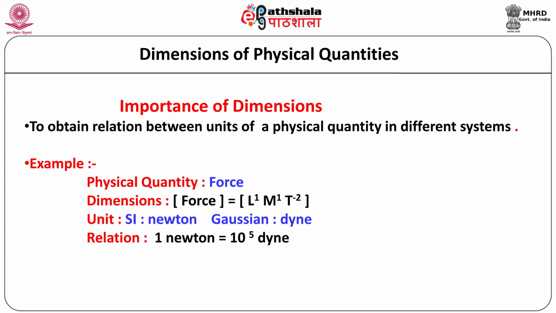Knowing that the dimensions of force are 1 in length, minus 2 in time, 1 in mass, we understand that 1 newton is equal to 10 raised to 5 dyne. Similarly, using dimensions of energy, we can establish the relation between Gaussian and SI unit of energy as 10 raised to 7 erg equal to 1 joule. It is advised to exercise and refresh our knowledge with some physical quantities in electrodynamics.